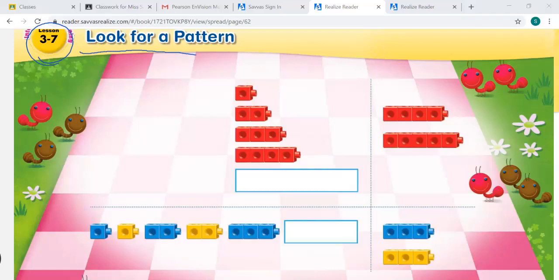Lesson 3-7. Look for a pattern. In this lesson, you're going to learn how to solve problems by looking at growing patterns and predicting what comes next. Look at this pattern here.